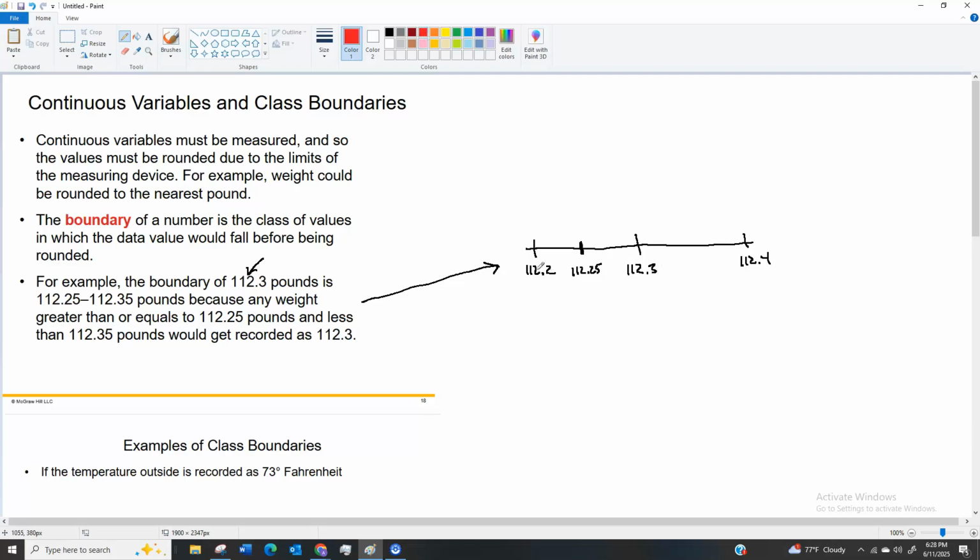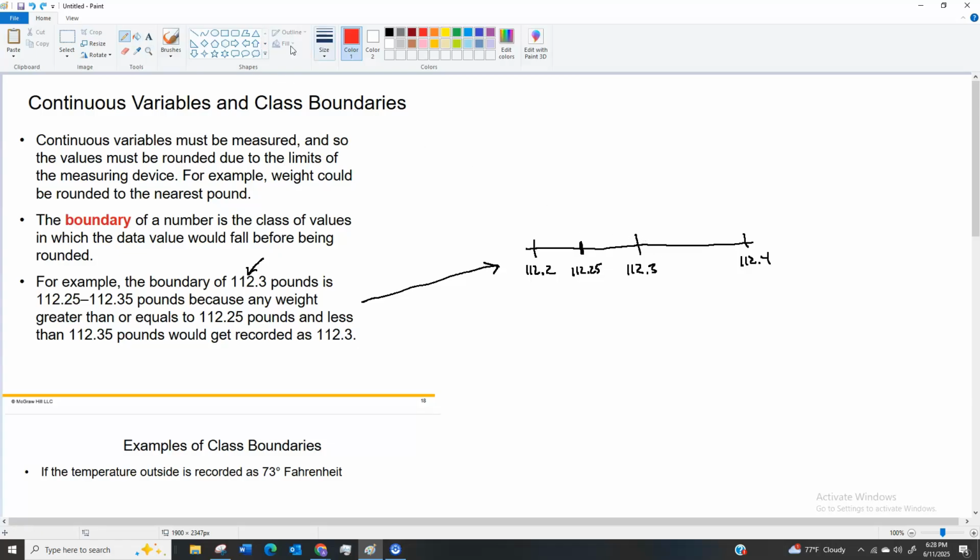Some people like to think of it, if you think of this as a 20 and a 30, that might be a little easier to understand. 20, 25, 30. I'm going to take that off because it helps some people and it confuses other people. If you like that, you can write it down in your notes, but I'm going to take it off for the moment. Okay, so 112.25 is when you would start rounding up, and writing down in your data that that's 112.3.